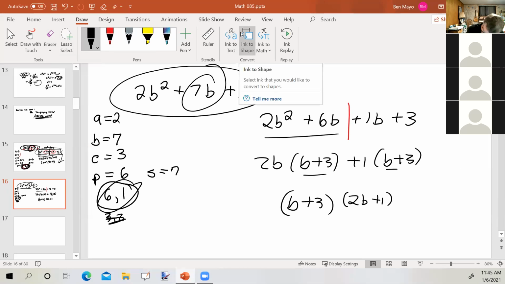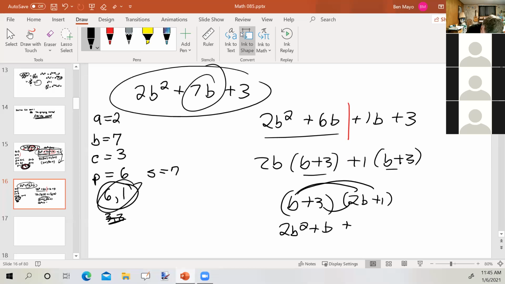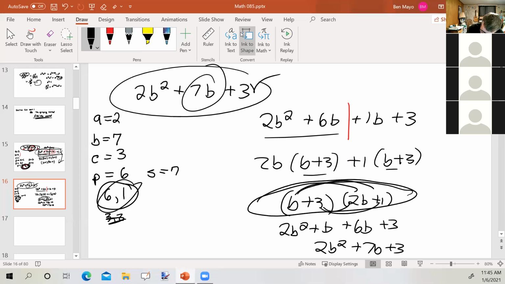Check your work. Well, let's see. We get 2b squared plus b plus 6b plus 3, 2b squared plus 7b plus 3. It matches. So here is the correct answer. Again, any questions? All right, we'll continue on then.